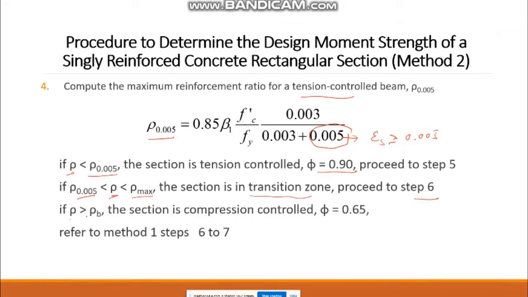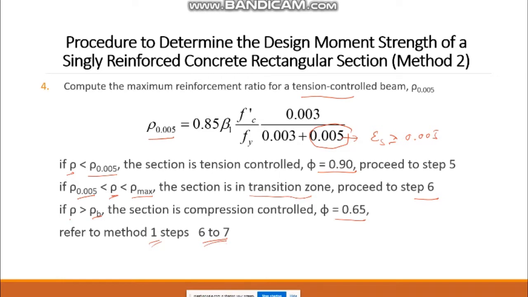Pag ang imong rho is greater than rho balance, compression control, okay, refer to method 1, mabalik ka sa method 1 katong kanina nga steps 6 to 7. Okay, so based on this, much better si method 1 gamiton kumpara ni method 2.